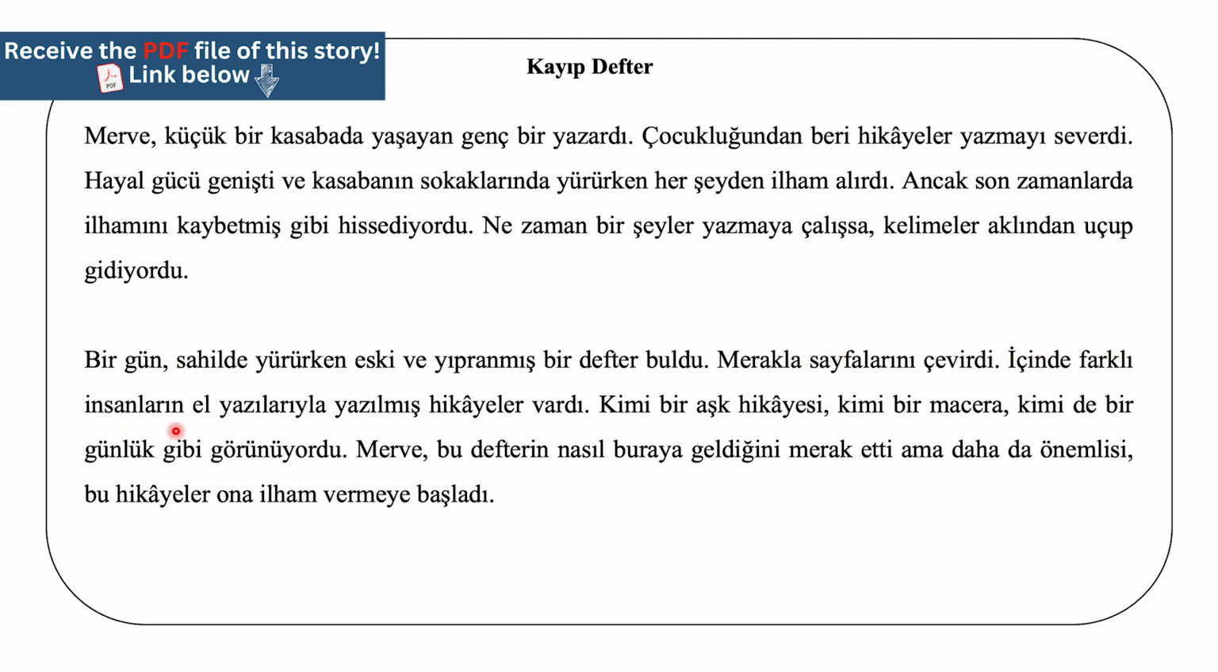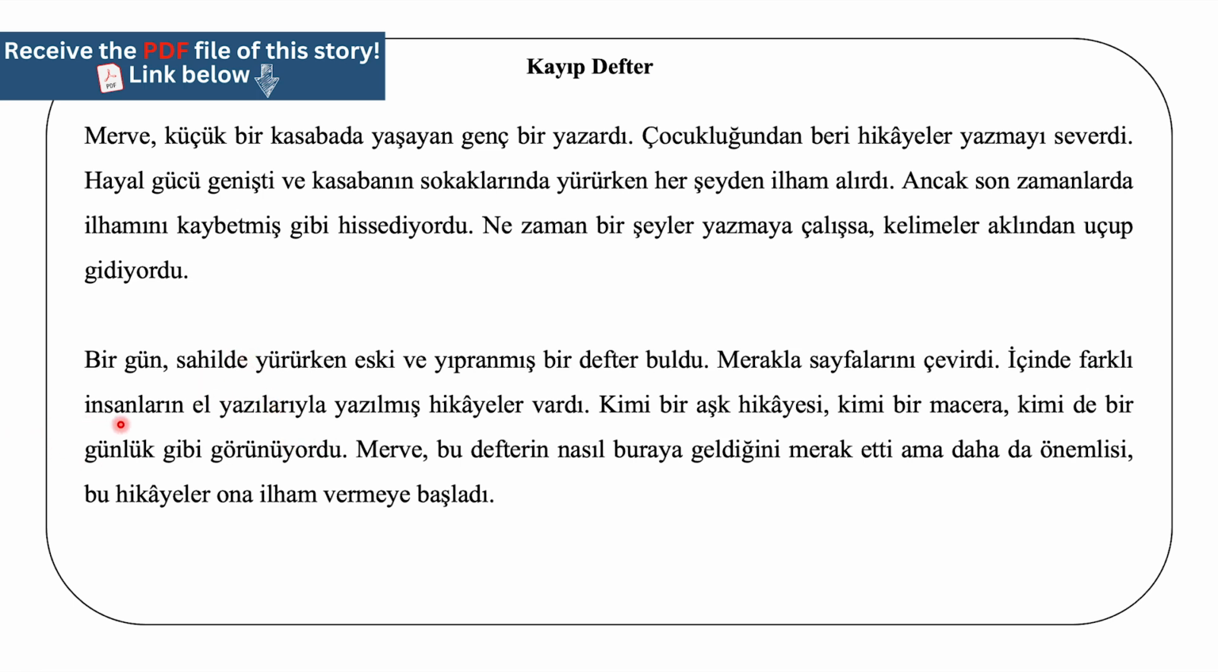İçinde farklı insanların el yazılarıyla yazılmış hikayeler vardı. Meaning, inside there were stories written in different handwriting. Okay? İçinde, inside. There was, vardı, there was. Stories, okay? Written, yazılmış, from yazmak, to write. This ılmış means that we don't know who did that action. Okay? It was written. So again, inside there were stories written in what? In different, farklı means different, in different handwriting.